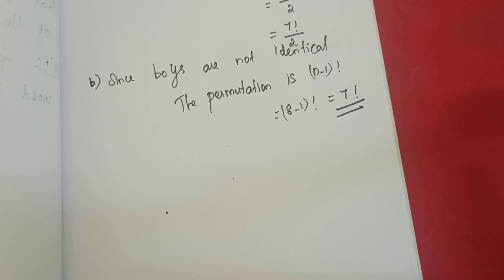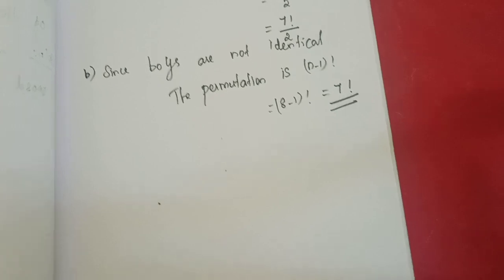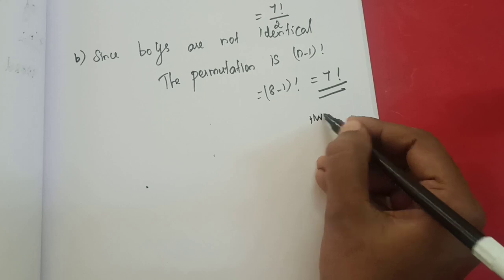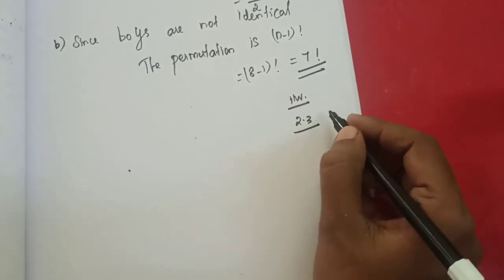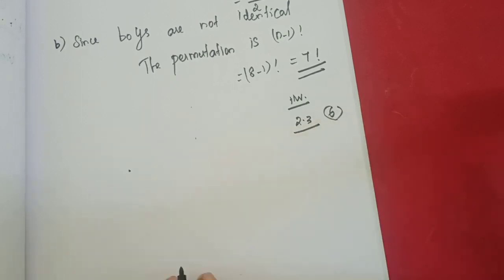Understand? So 7 factorial is the required answer. Okay, then problem number 6 in that exercise is your homework. Please take down that homework. That is exercise 2.3, the 6th problem you need to do: find the rank of the word CHAT in the dictionary. Last class I taught you how to find the rank of the word RANK, so do this the same way and please send it to me. These problems will repeat again and again, so it is very important. The 6th problem is your homework.